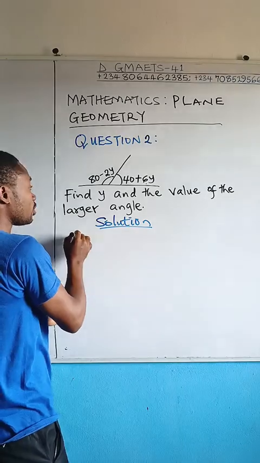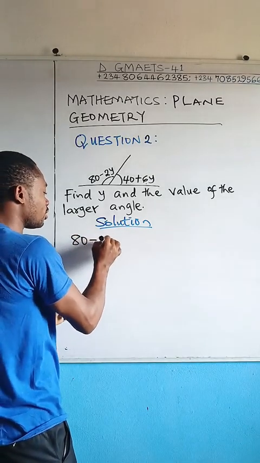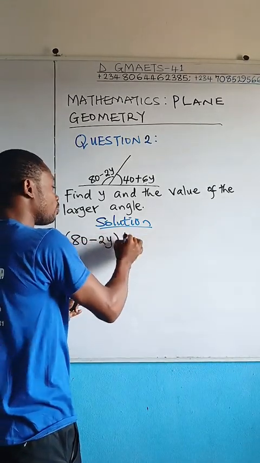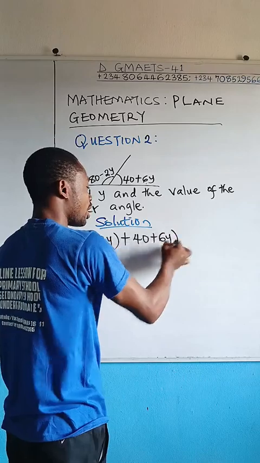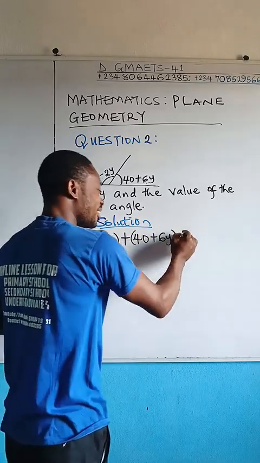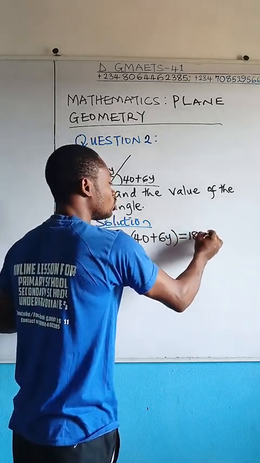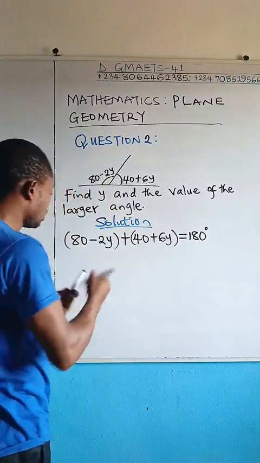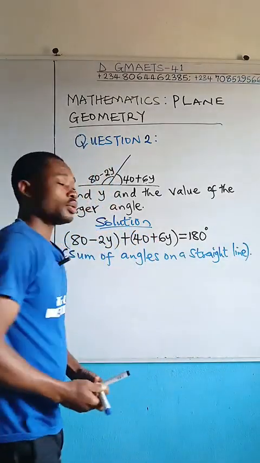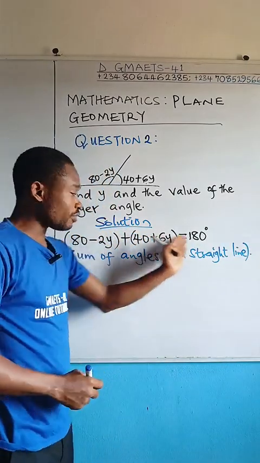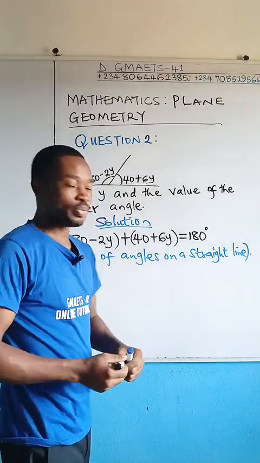So applying that principle here, we're going to have 80 minus 2y, plus the second angle on that straight line, which is 40 plus 6y. These two angles added should give you 180 degrees. I'll write the theorem here: sum of angles on a straight line. Good. So all we now have to do is to solve this equation using the knowledge of simple equation.